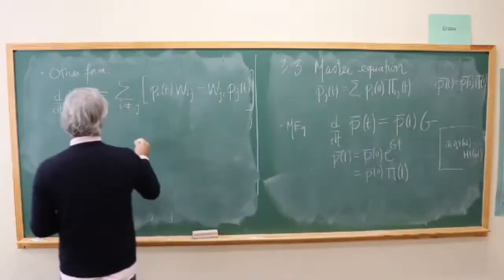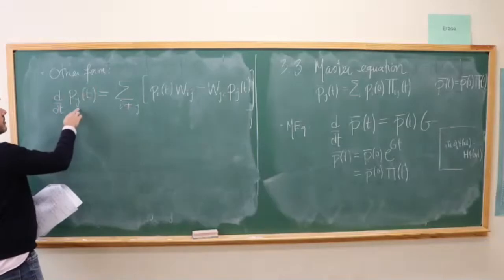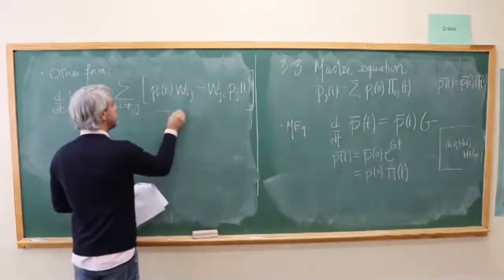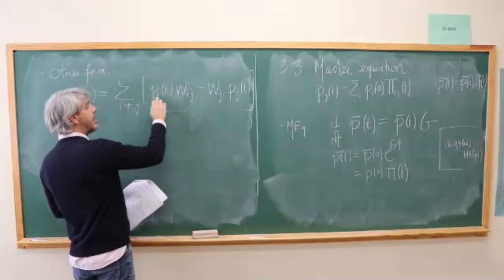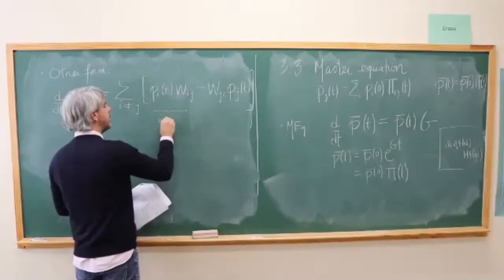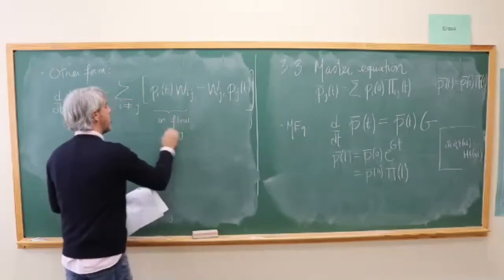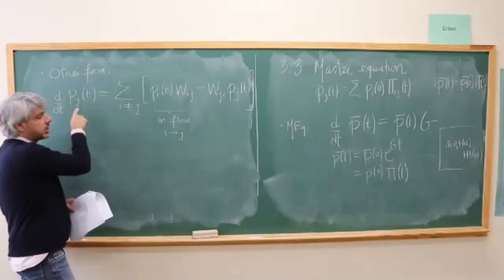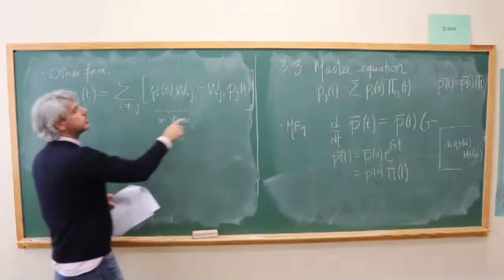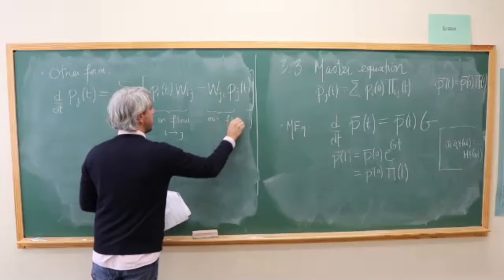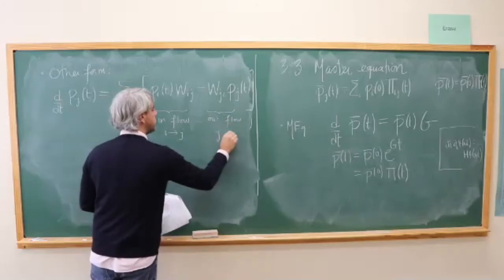And this is subjective because it makes sense. The variation of the probability at the state j is either coming because you have a flow of probability from i to j, so this is an inflow from i to j, or the probability can change because there's a probability flow out of j. So this is the outflow from j, where you're going from j to any i.